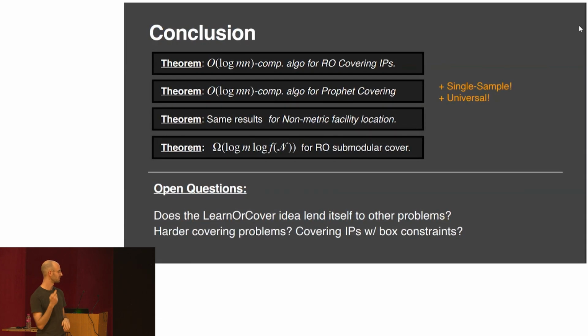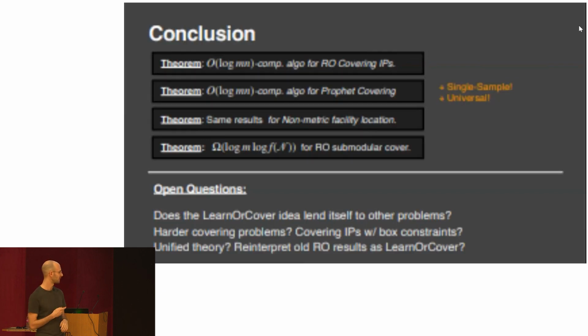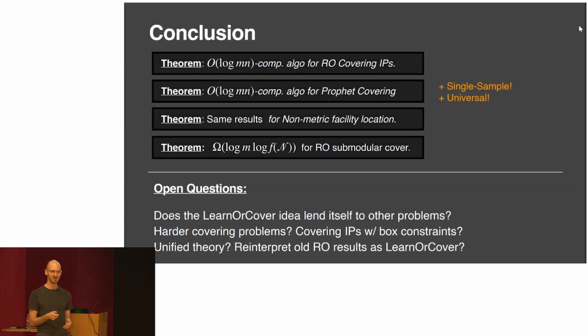Open question: does learner cover lend itself to other problems? Harder covering problems, covering IPs with box constraints. And is there a unified theory? I kind of just threw this out here. A unified theory of random order algorithms. This algorithm is very simple. And we realized the random order version last year, and then we have been finding more applications. Is this something fundamental, and are there interpretations of old random order algorithms in this learner cover lens? With that, thank you, and I'll open the floor to questions.